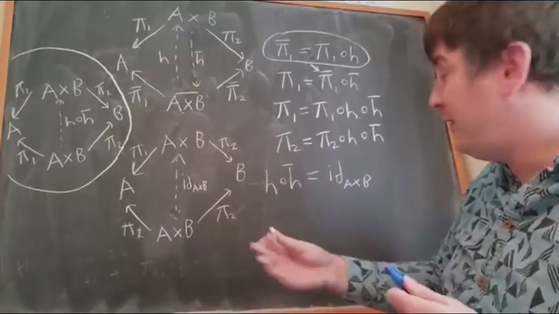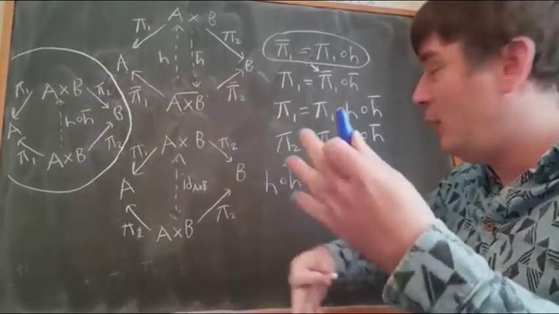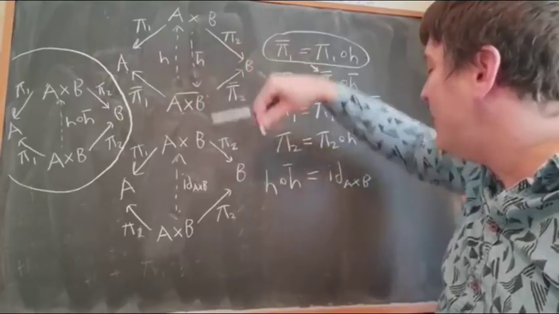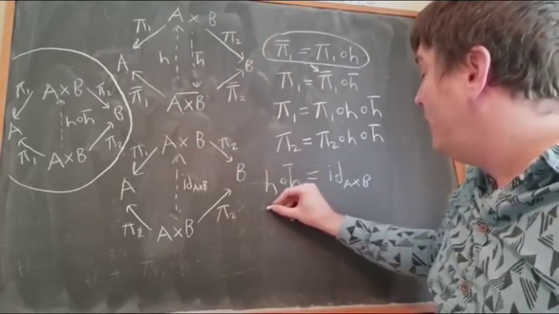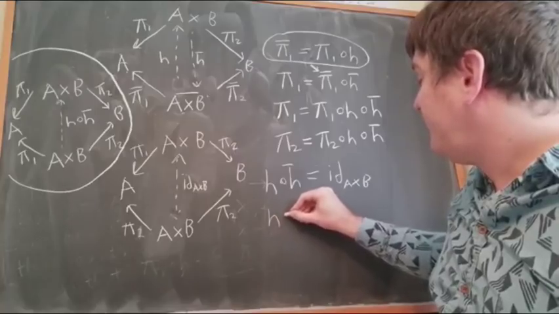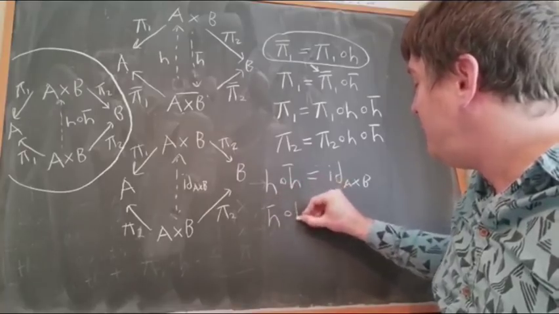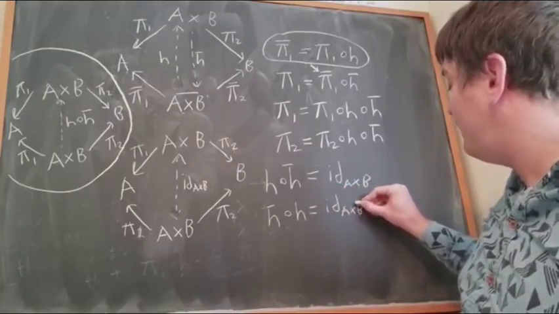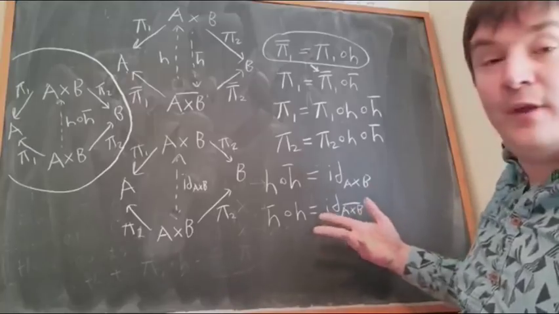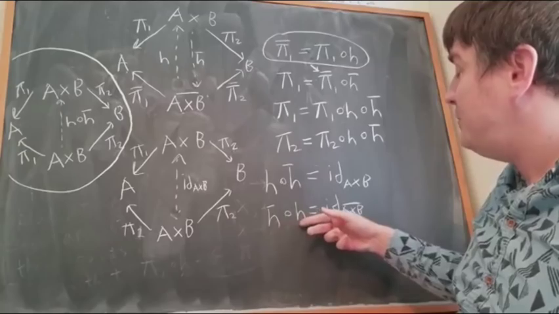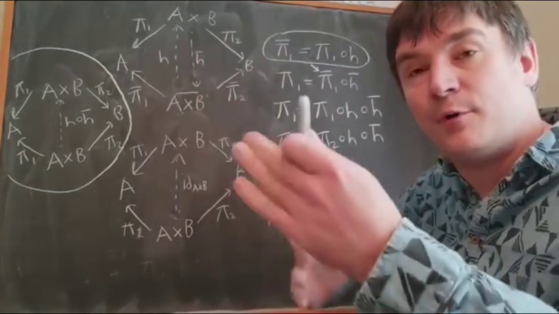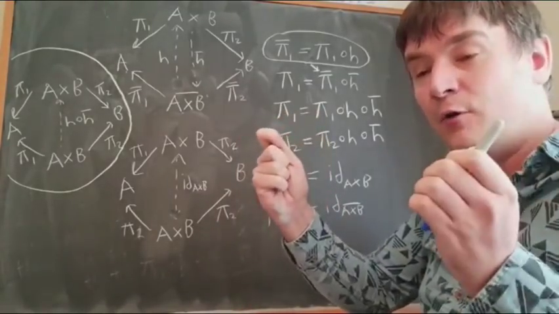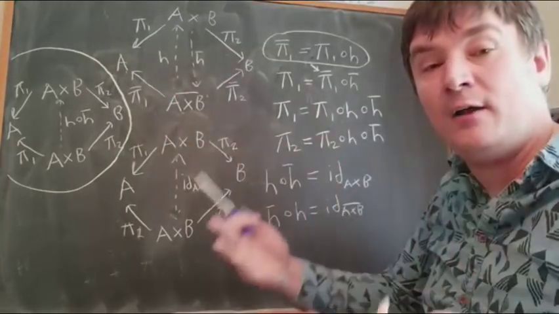And by similar logic, sort of just flipping things around and looking at things from the perspective of A times B bar, we can get that H bar after H is equal to the identity of A times B bar. And this exactly means that H and H bar are isomorphisms between these two products. So there we have it. The reason why two categorical products of the same objects have to be isomorphic to each other.